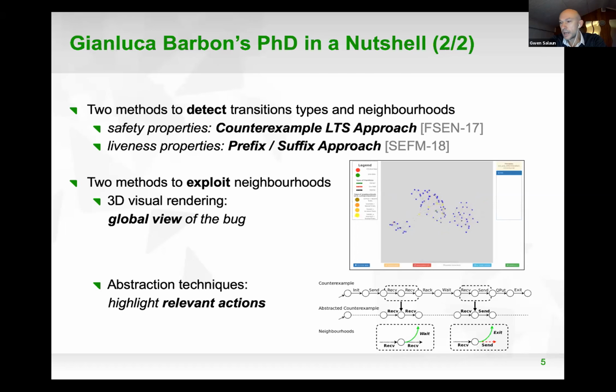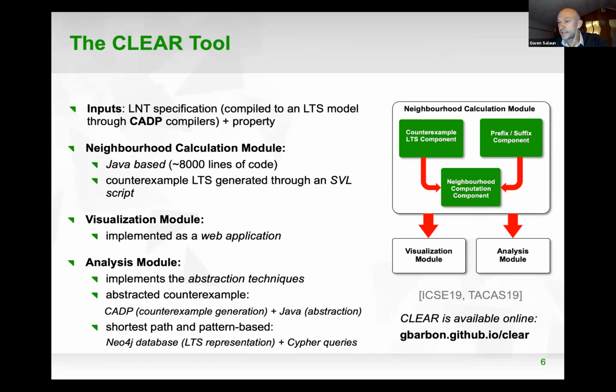A second option is to build abstraction of counterexamples by emphasizing parts of the counterexample where there are faulty states, as shown at the bottom of that slide. All these ideas have been implemented in a tool called Clear. This tool consists of 3 modules, 1 module for computing faulty states, 1 module for visualization, and 1 module for building abstracted counterexamples.